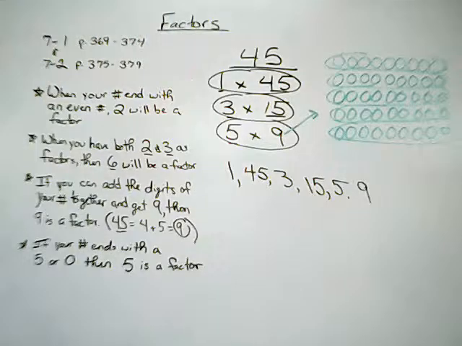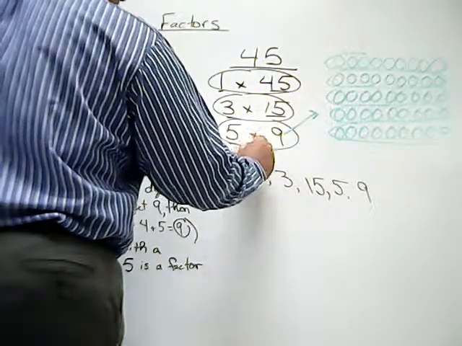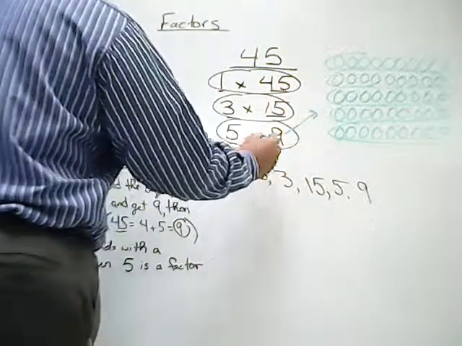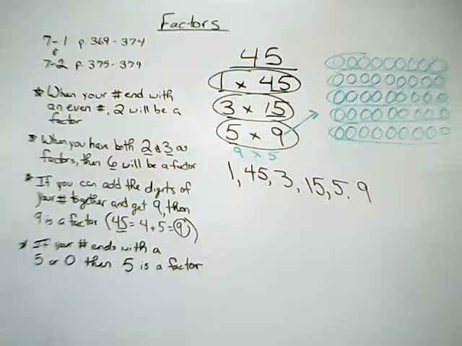Now, you may need to draw a second array for this problem based on the commutative property. It does not change my factors, but if I were to flip-flop my factor pairs, I would draw 9 groups with 5 in each group.